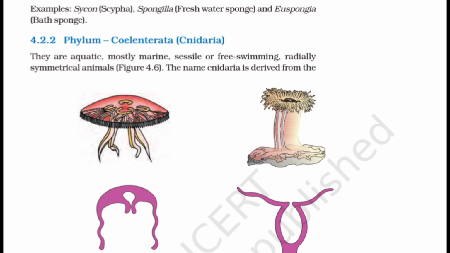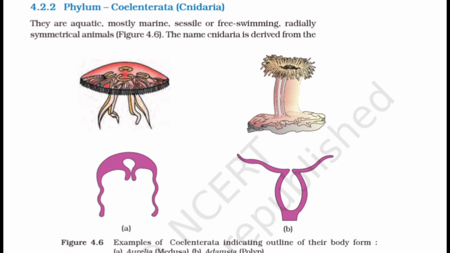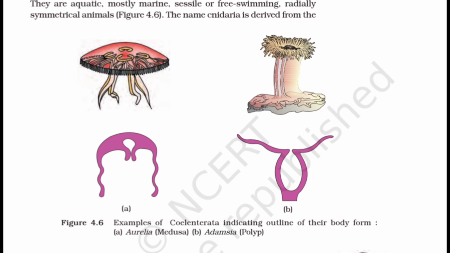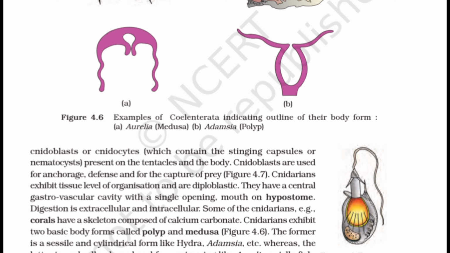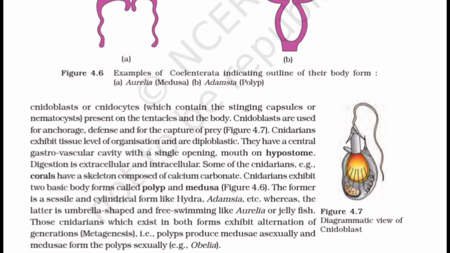They are aquatic, mostly marine, sessile or free-swimming, radially symmetrical animals which can be seen in the figure 4.6. The name Cnidaria is derived from the cnidoblasts or cnidocytes which contain the stinging capsule or nematocysts present on the tentacles and the body. Cnidoblasts are used for anchorage, defense, and for the capture of prey in the figure 4.7.